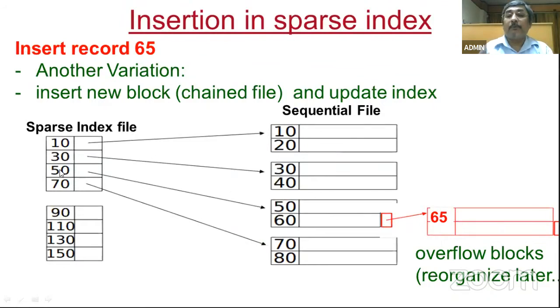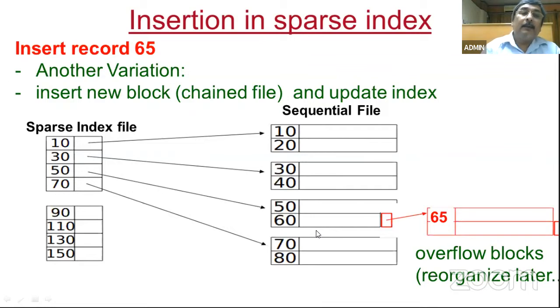So sometimes, therefore, what we do is create a new block in which 65 is inserted, and the new block is chained with the block after which it is being stored. So the number of records that can be obtained from 50 is no longer one block, but it becomes more than one block. It becomes 2 blocks. But this is much better, because in this case I do not need to reorganize the blocks of the file as well as blocks of the sparse index.